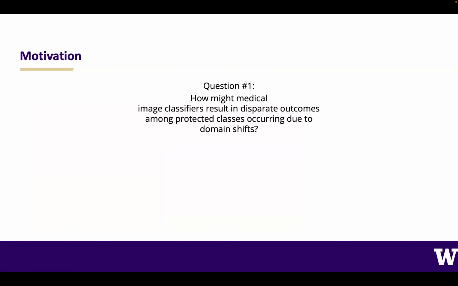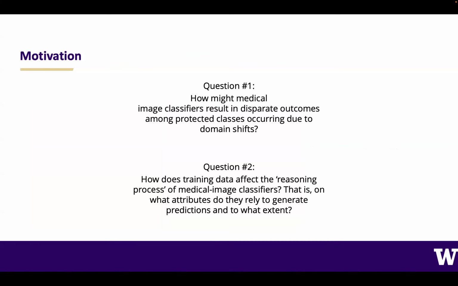This motivated us to ask two questions. The first one is, how might this association with protected attribute detection result in disparate outcomes on downstream domain shifts? And the second one is, how does training data affect the reasoning process of these medical image classifiers? Like what kind of attributes do these classifiers rely on, and to what extent, to make such surprising predictions?